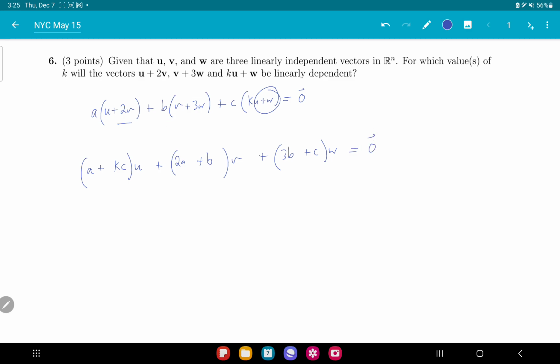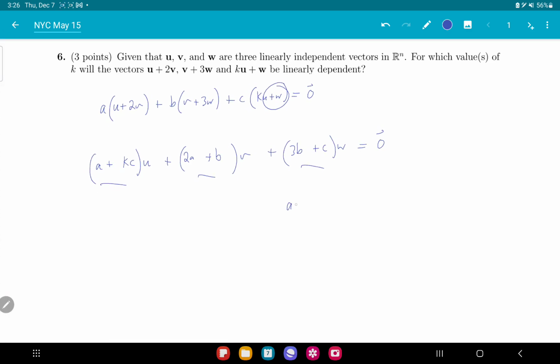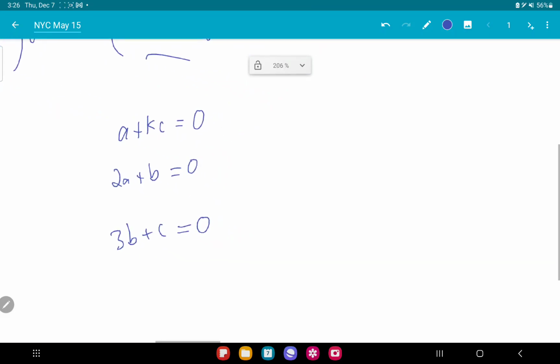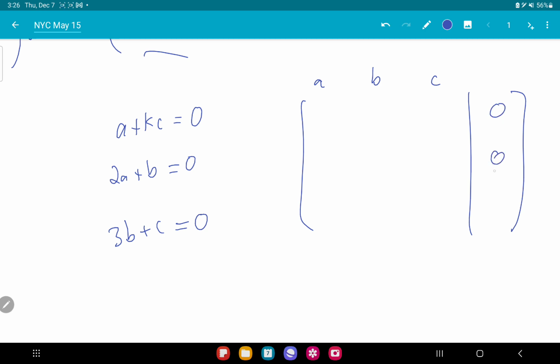But we are told that u, v, and w are independent. That means that these three coefficients must be 0. That gives me a plus kc equals 0, 2a plus b equals 0, 3b plus c equals 0. Putting that into a matrix where the columns are A, B, C, meaning the variables are A, B, and C, the last column will be 0.